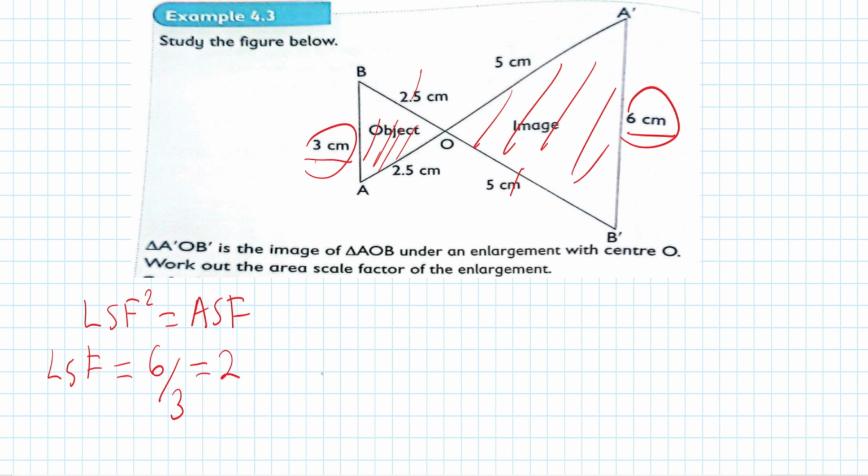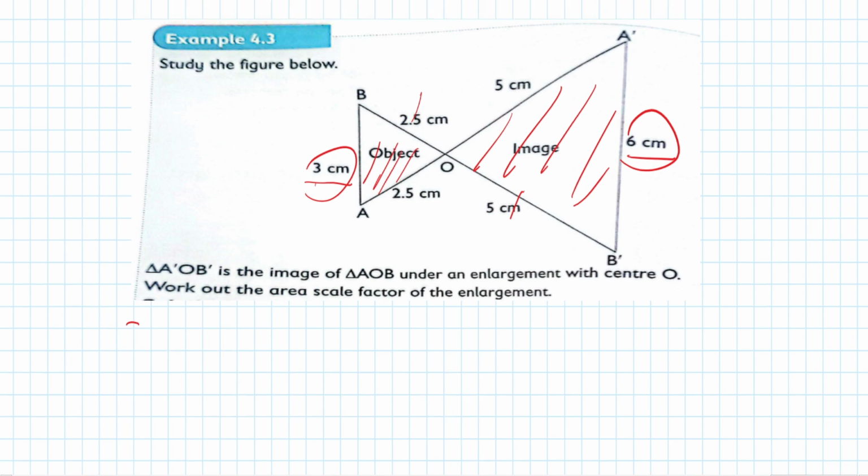And as a result, obviously, for us to get area scale factor, linear scale factor squared is going to give you area scale factor. So if you check, 2 squared is going to give you 4. That is the area scale factor. That is one way. The other way, I'll show you also. Okay. Now, the other way is like this.